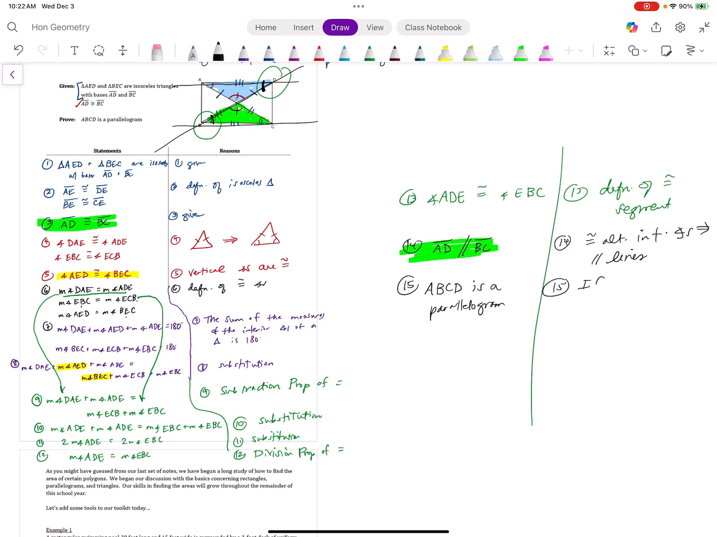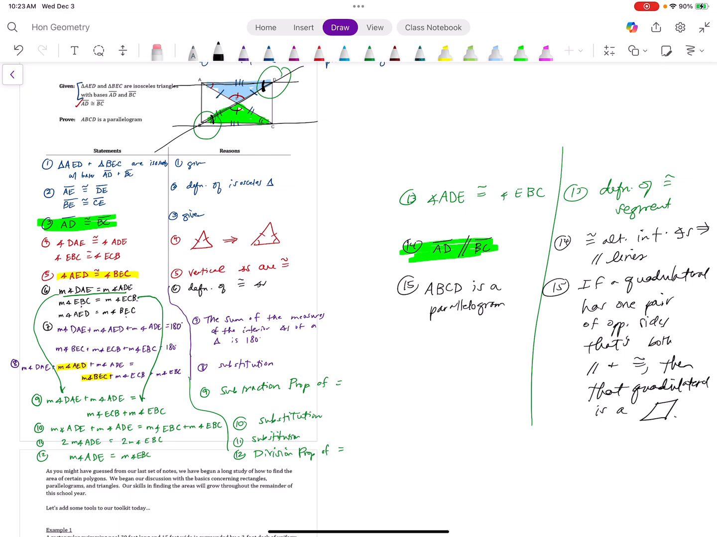Because if a quadrilateral has one pair of opposite sides that's both parallel and congruent, then that quadrilateral is a parallelogram. Whew.